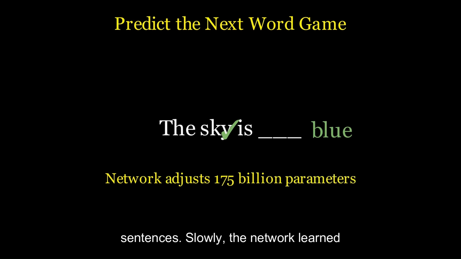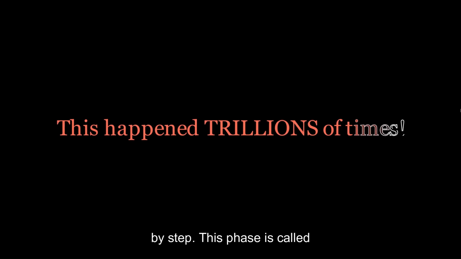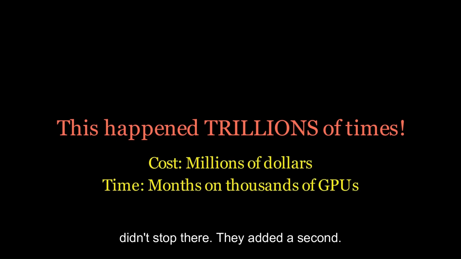Slowly, the network learned patterns, grammatical rules, facts about the world, common phrases, writing styles, and even how to reason step by step. This phase is called pre-training, and it took months of training on thousands of powerful GPUs, costing millions of dollars. But OpenAI didn't stop there.